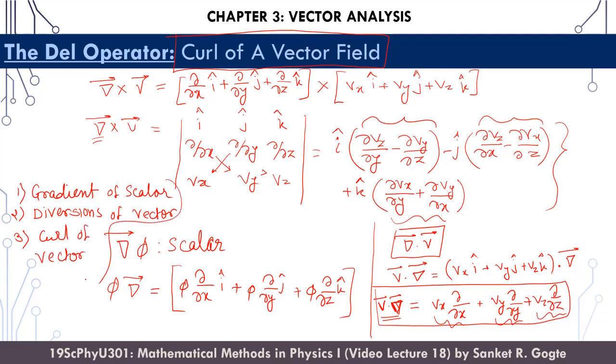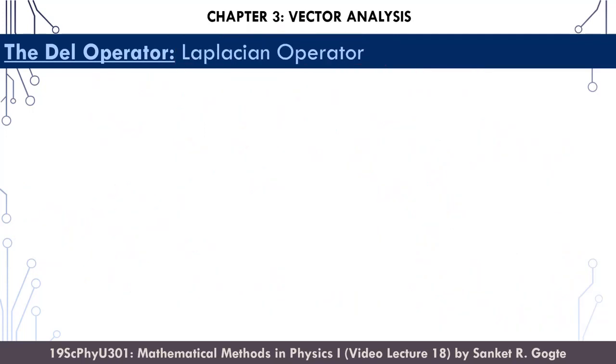In all these three cases, we only saw how we can calculate these quantities, how we can calculate gradient, divergence, and curl, but we have not actually seen the physical significance of that. We will do that in the coming lectures. In fact, our focus in the rest of this chapter is going to be the physical significance of these quantities. Let's now consider the last operator, the Laplacian operator.